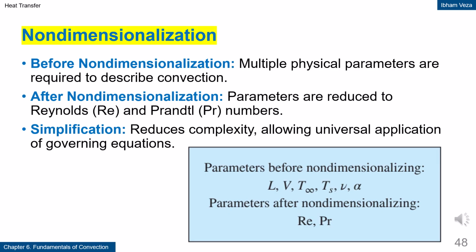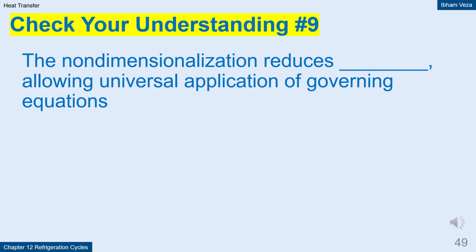Non-dimensionalization. Before non-dimensionalization, many physical parameters are required to describe a convection problem. By non-dimensionalization, the number of parameters can be reduced to a few key dimensionless numbers. This process usually leads to the Reynolds and Prandtl numbers as the main parameters. This simplification allows the results to be generally applicable to many systems. This is why convection correlations are usually expressed in terms of dimensionless numbers. The non-dimensionalization reduces complexity, allowing universal application of governing equations.